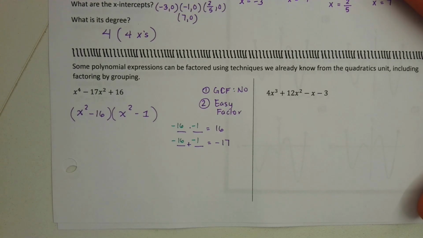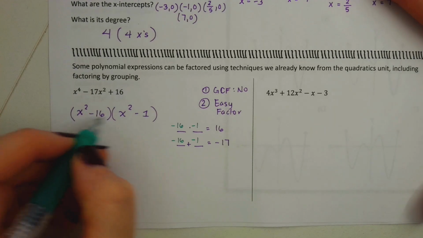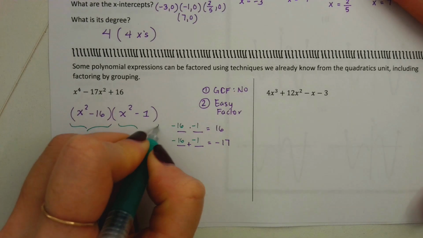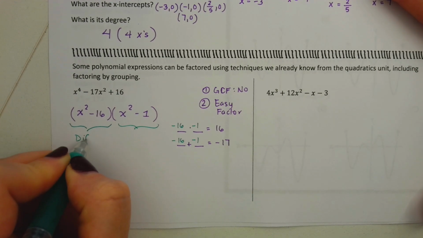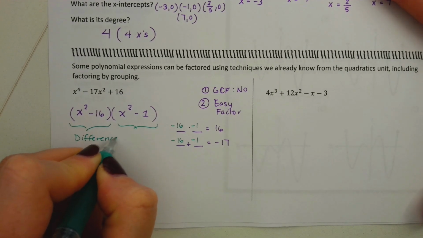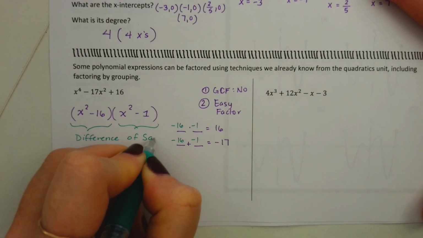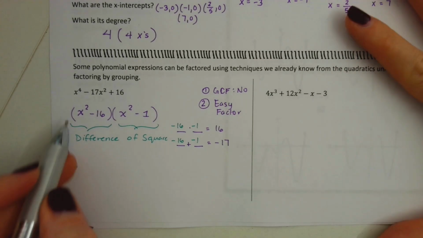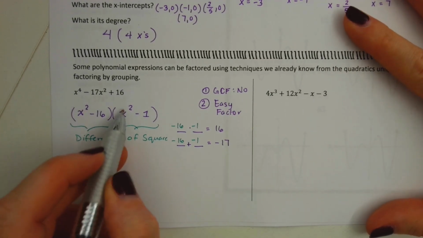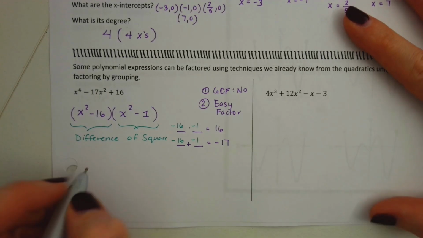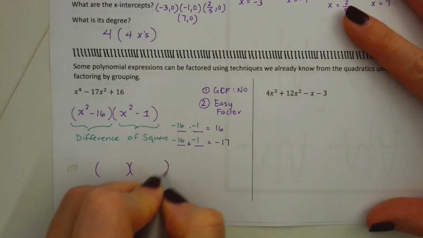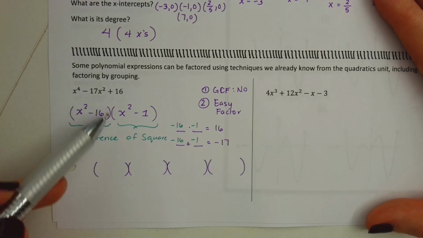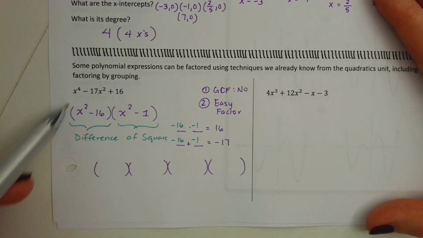What type of factoring are they? We had it in the last unit. Difference of squares. Yep. Each one is now a difference of squares. And remember, a difference of squares actually factors into two factors. So this first one will create two factors. This second one will create two factors. How many factors is that total then? 4, right.